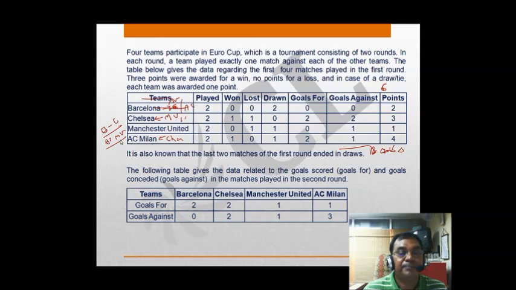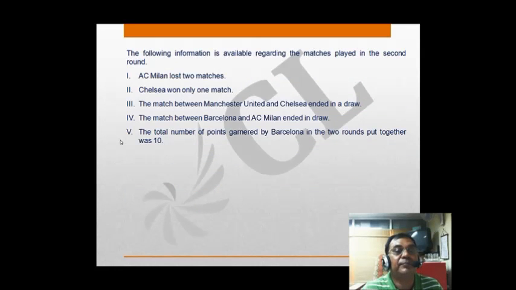Yeah, okay. So all these together give the data: goals scored, goals against, and the matches played in the second round. Barcelona has scored 0-0. That means every place is taken in the second round. Barcelona 2, Chelsea 2, Manchester United 1. The matches played in the second round: AC Milan lost 2 matches. Chelsea won only 1 match.